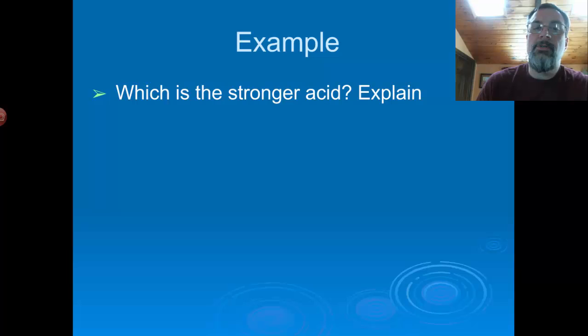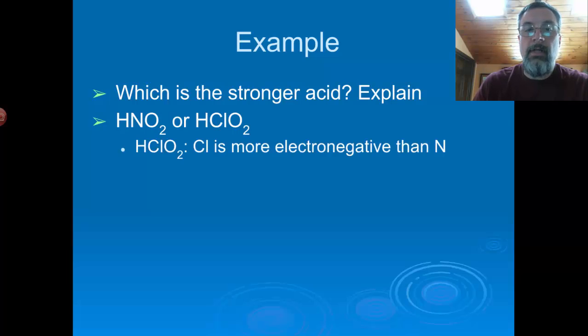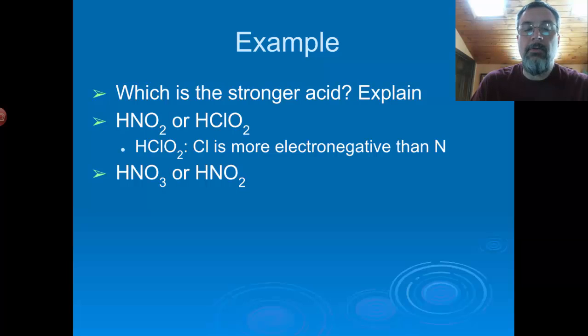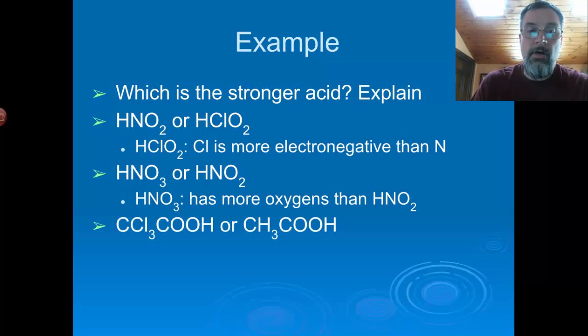So for example, which is the stronger acid, and then explain. Okay, HNO2 or HClO2? Well, both have 2 oxygens, but the central atom is the important piece here. Chlorine is more electronegative than N. So since it's more electronegative, it's going to be pulling electrons towards itself, and it'll weaken that bond to the hydrogen. How about HNO3 or HNO2? Well, HNO3 has more oxygens than HNO2, so that's going to be a stronger acid.